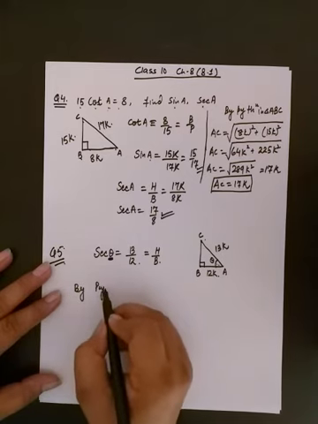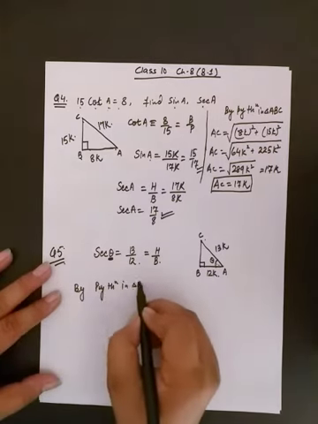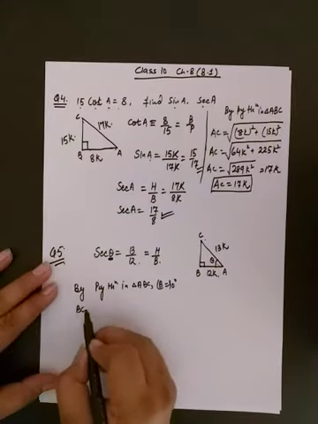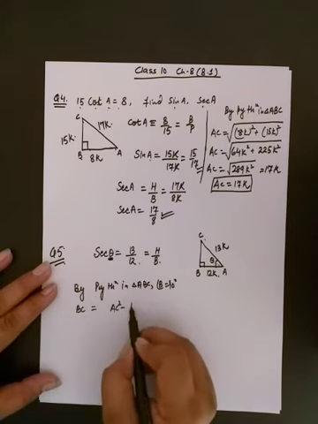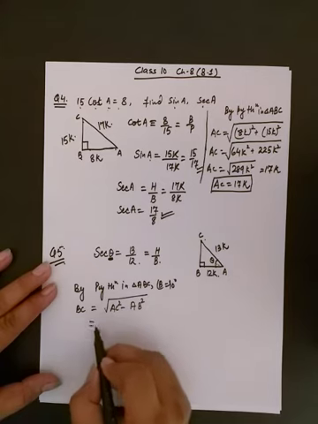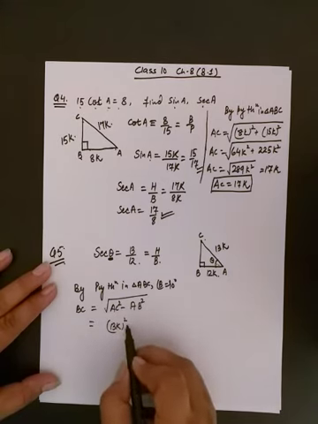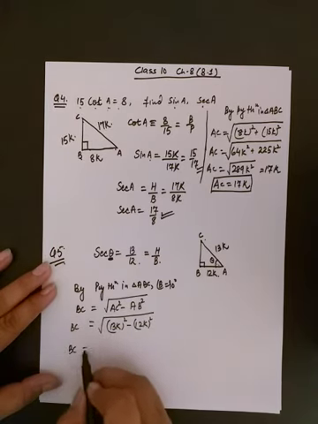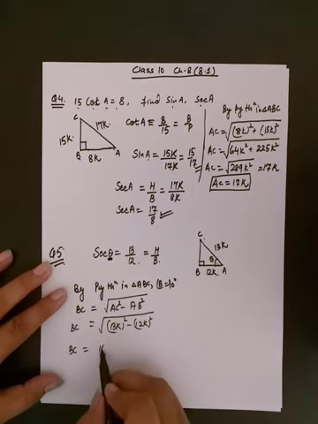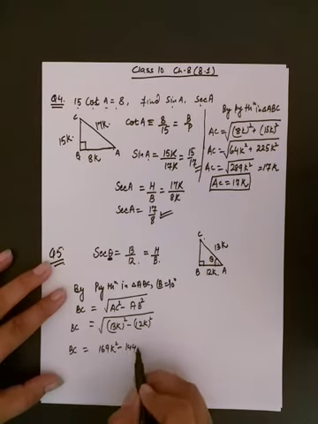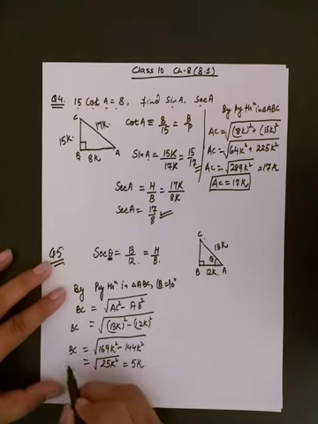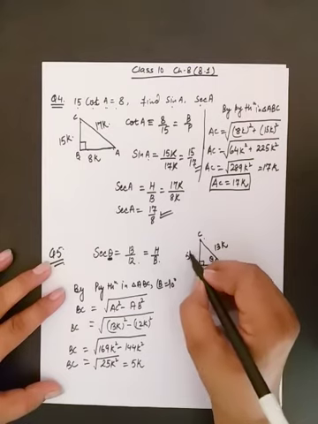So by Pythagoras theorem, in triangle ABC, where angle B is 90 degrees, we can find BC is equal to the square root of AC square minus AB square, and it will be the square root of (13K) whole square minus (12K) whole square. So after calculation it will be 169K square minus 144K square, and it will be 25K square, and the square root of 25K square is 5K. So we get BC as 5K.